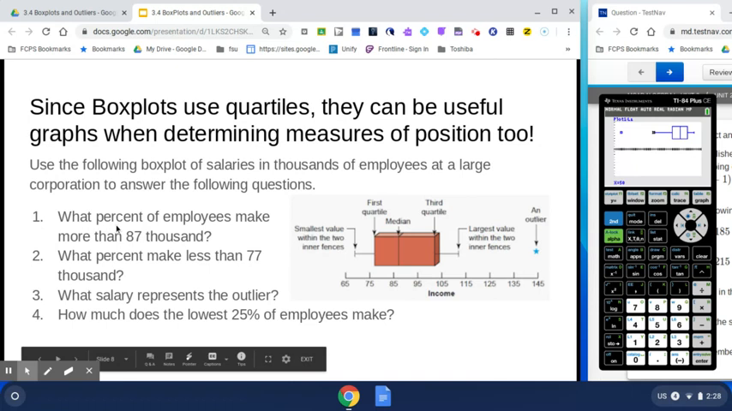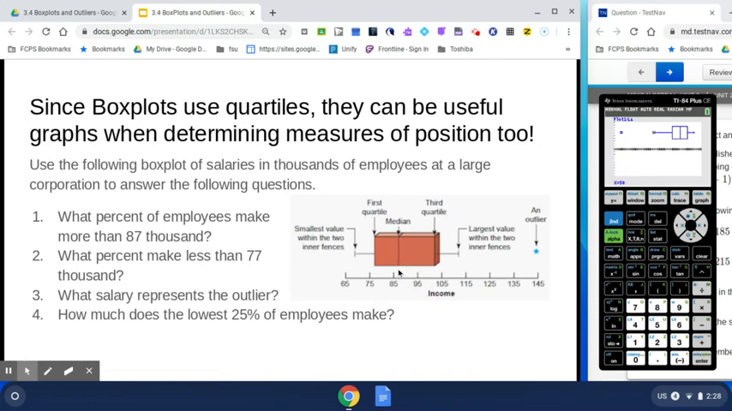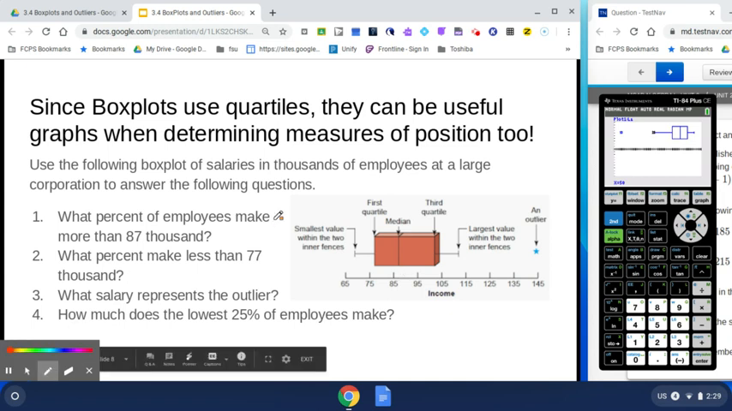Number 1, what % of employees make more than 87,000? So if we find 87,000, that looks like it's corresponding to approximately the median. So the median, remember, is percentile 50. So 50% of employees make less than 87,000 and 50% of employees make more than 87,000. So this first answer is 50%.